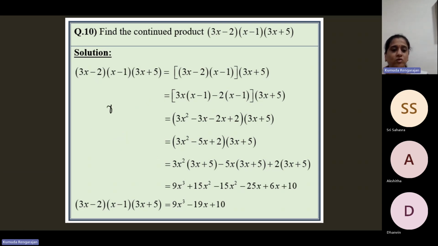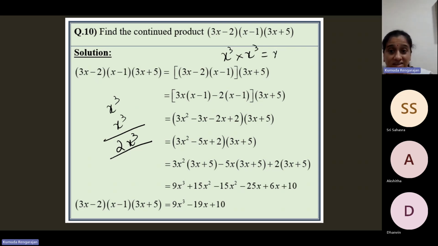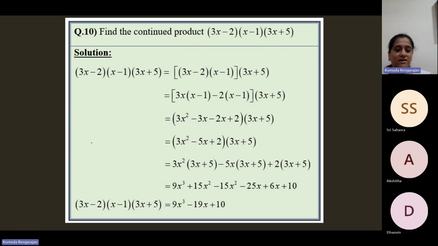Okay, one more. What is x cubed plus x cubed? 2x cubed. x cubed plus x cubed is 2x cubed. What is x cubed into x cubed? x to the power 6, not 9. What is x cubed, the whole cubed? x to the power 9, because here you'll have to multiply. This is multiplication, x cubed, the whole cube.